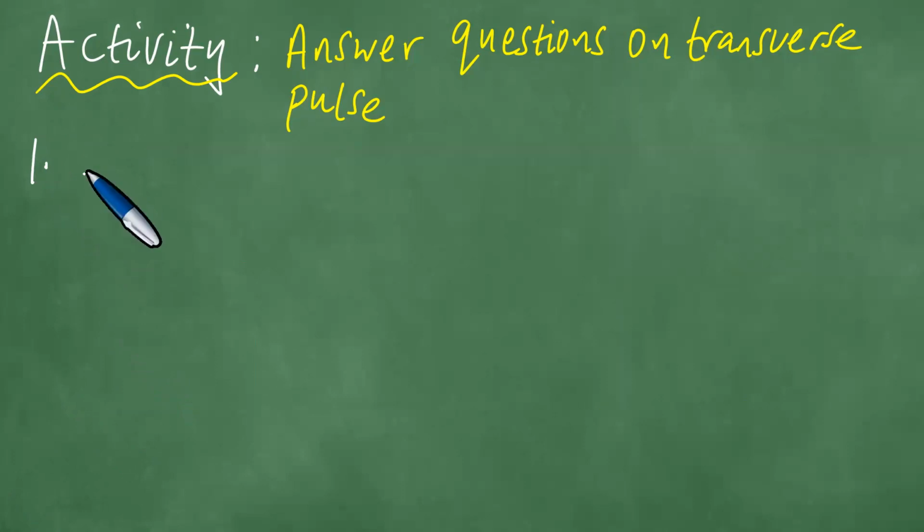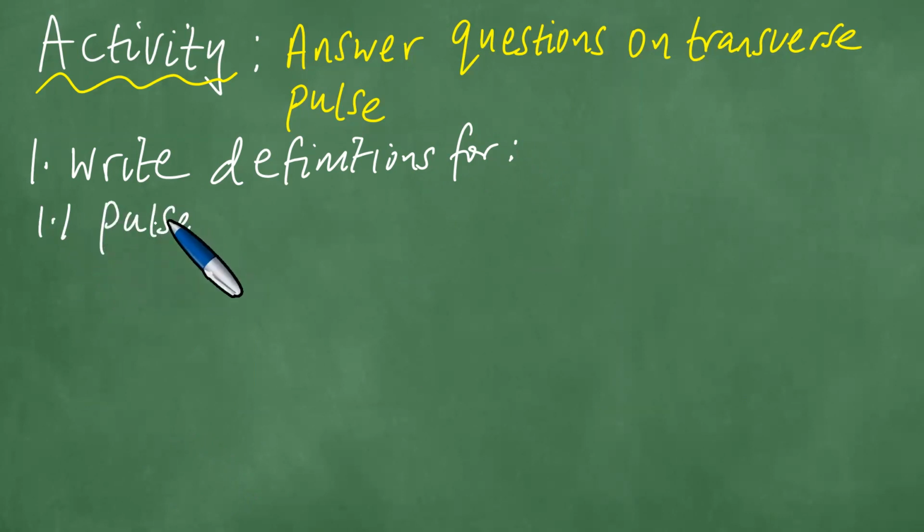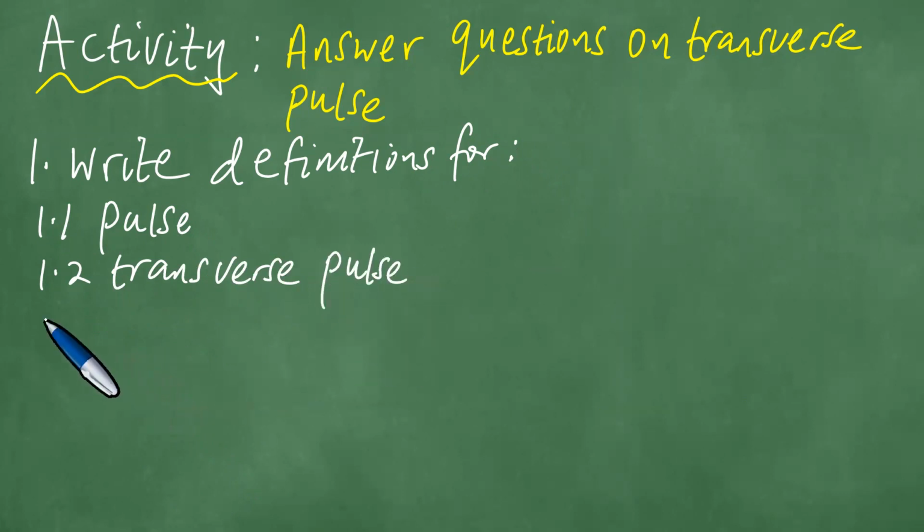Okay, let's look at number 1. Write down or write definitions for 1.1 pulse, 1.2 transverse pulse, 1.3 amplitude. Right, amplitude.